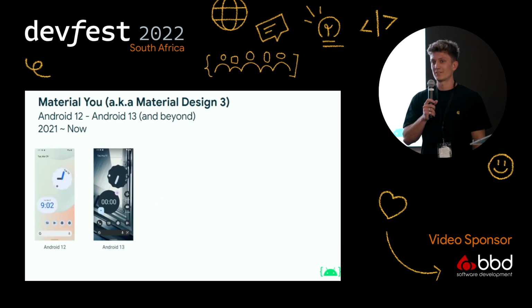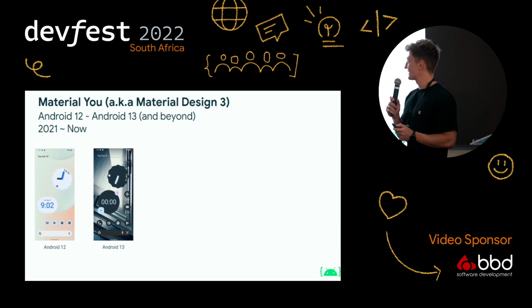Last but not least, we have what we have now, good old Material U, which you might have heard of. This is otherwise known as Material Design 3. This is Google's latest identity crisis, innovation, whatever you want to call it.